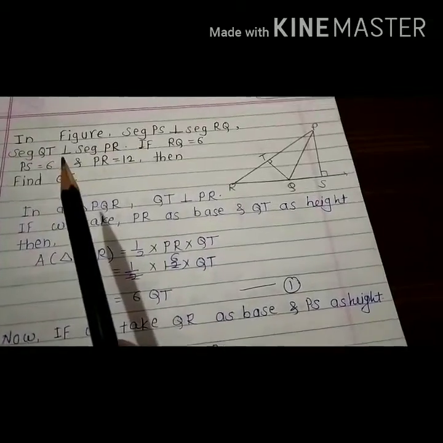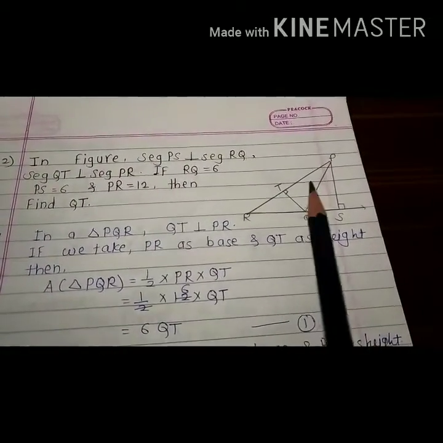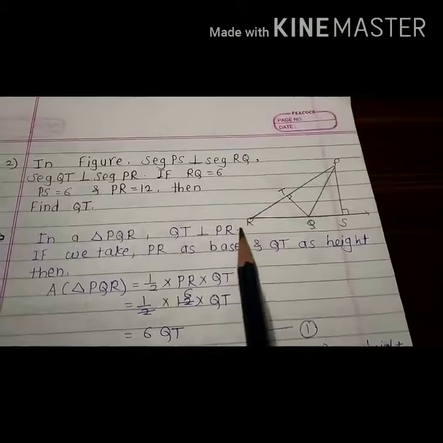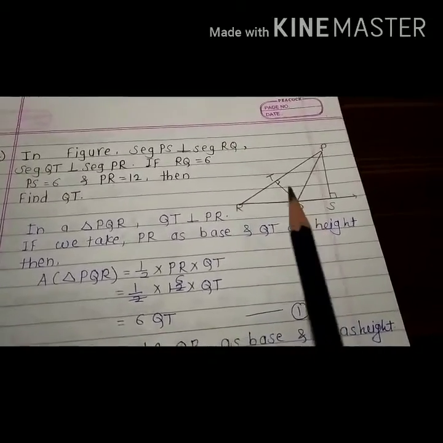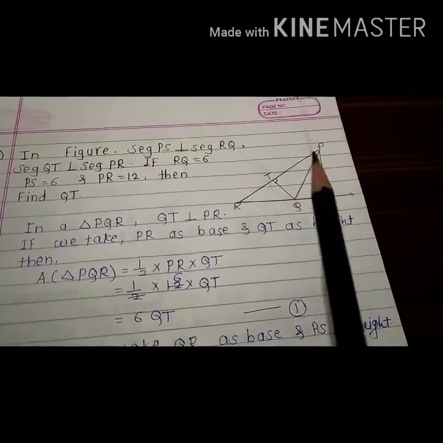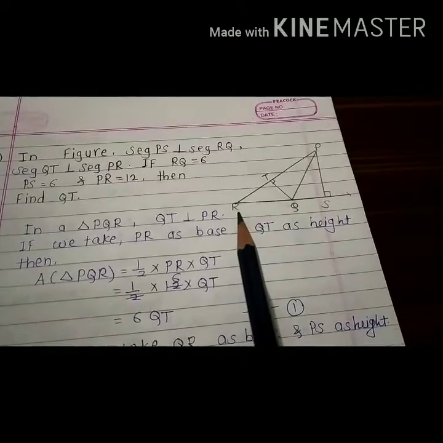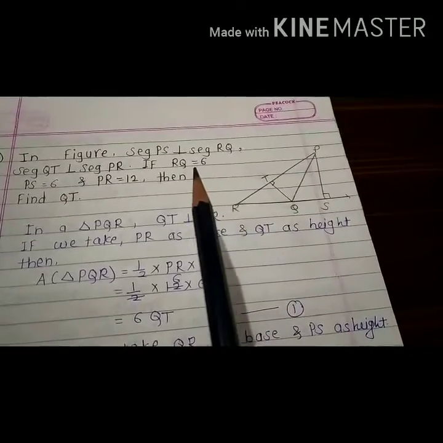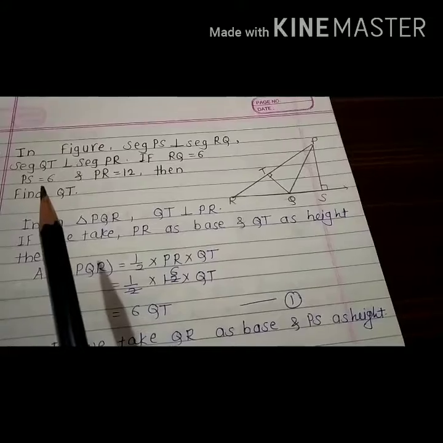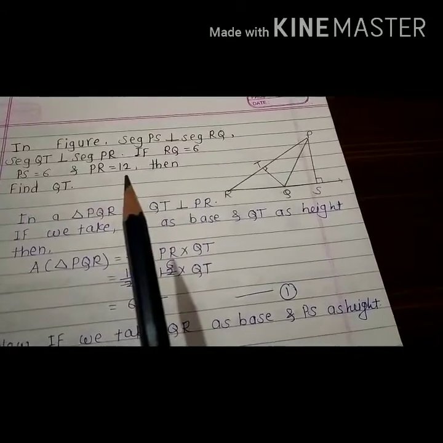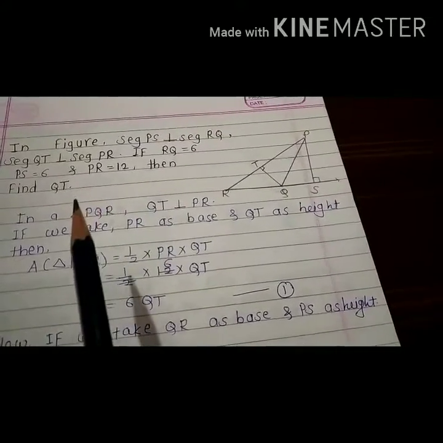Next example, in the figure, segment PS is perpendicular to segment RQ. Segment QT is perpendicular to segment PR. If RQ is equal to 6, PS is equal to 6, PR is equal to 12, then find QT.